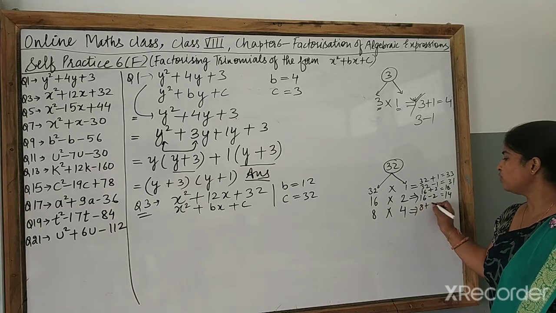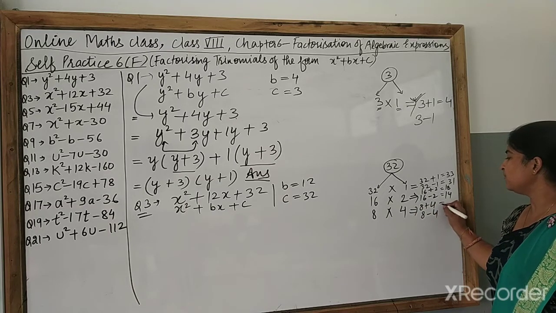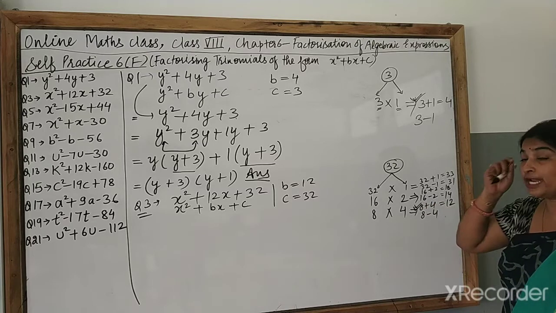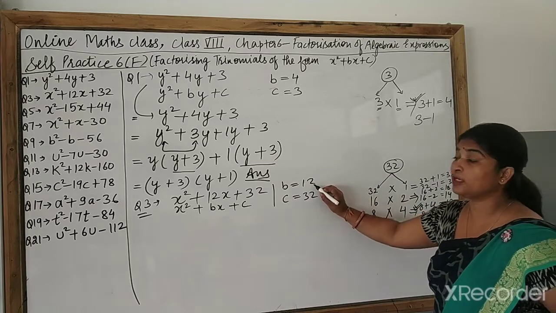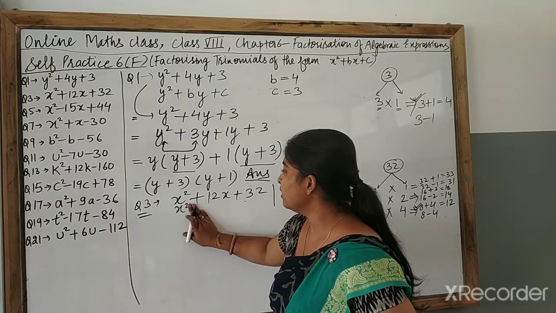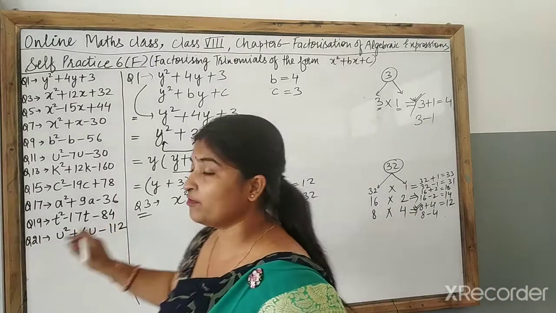Again 8 plus 4, 8 minus 4. So 8 plus 4 is giving you what? 12. So what will be the answer? This 8 plus 4 will be the answer because 8 plus 4 is giving us 12. So the same way we will do over here. Okay, we have found what is B and what is C.